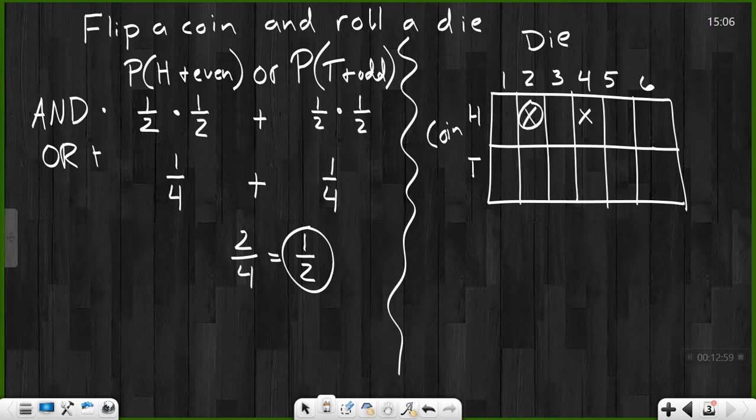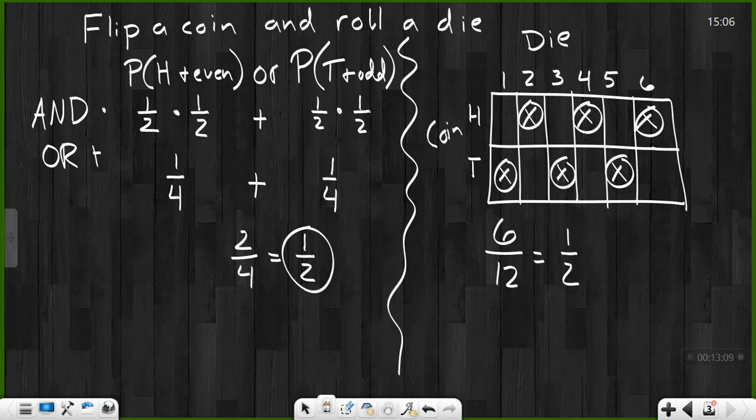Heads and even we saw were these ones right here, or tails and odd are these ones right here. And notice if I count them up, I get 6 out of the 12 possibilities, which is again 1/2. With drawing a diagram, you can see it right away, and it just takes a little longer to draw that diagram. With using your and or and multiplying, sometimes you can get there quicker, but it can be a little bit more complex if you're having a tough time thinking through how that all works out.